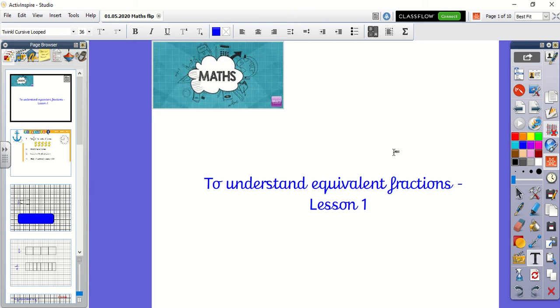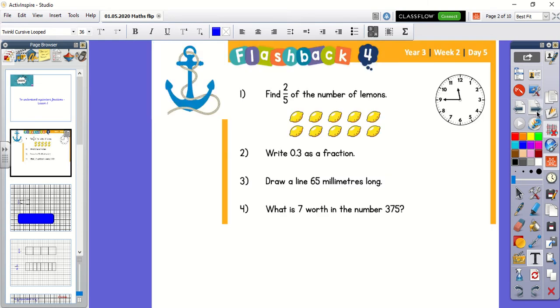Good morning. Okay, so today in maths then we are going to be able to understand equivalent fractions, and this is our first lesson. I think it's our first lesson out of 3 lessons that we're having on equivalent fractions. So to get our brains warmed up, let's do a flashback 4.